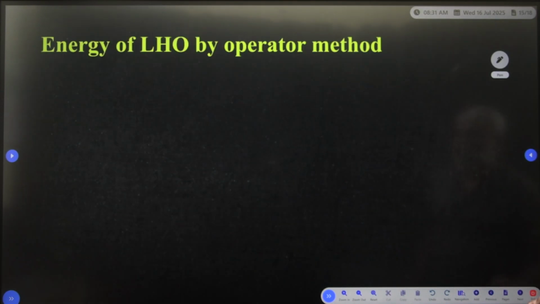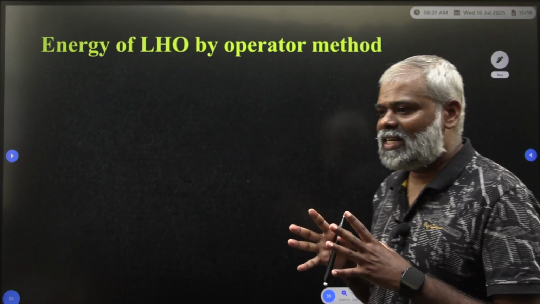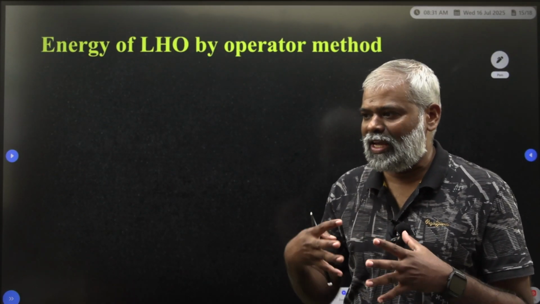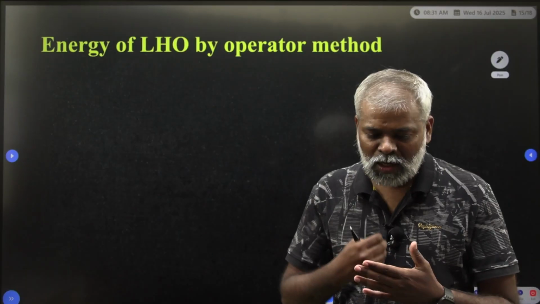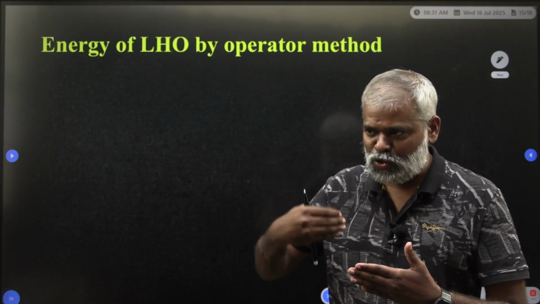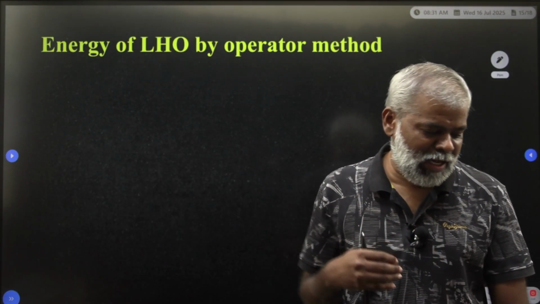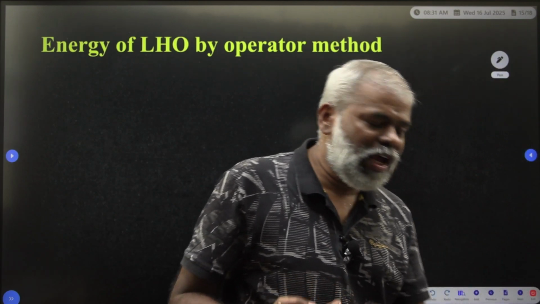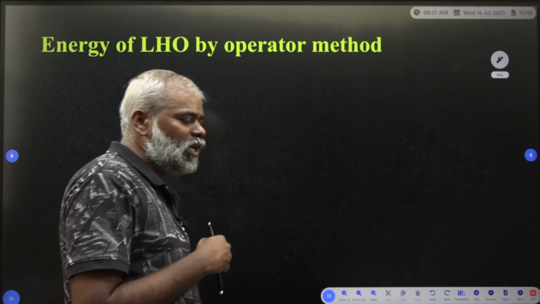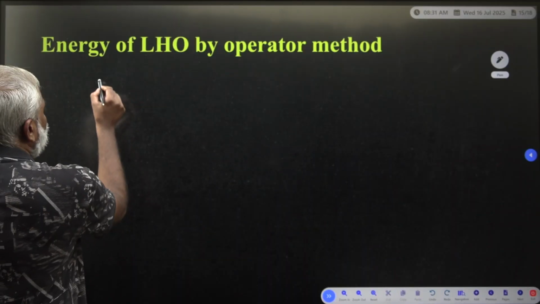Now we are discussing the wave function of a linear harmonic oscillator. Now we are continuing into the energy of a linear harmonic oscillator. How are we able to derive the energy of the linear harmonic oscillator? Once you have to see.